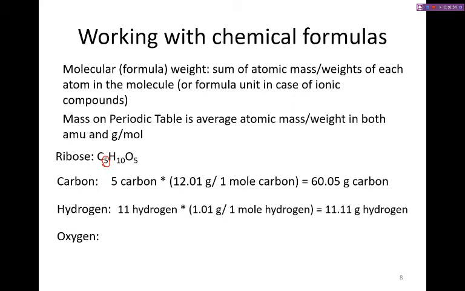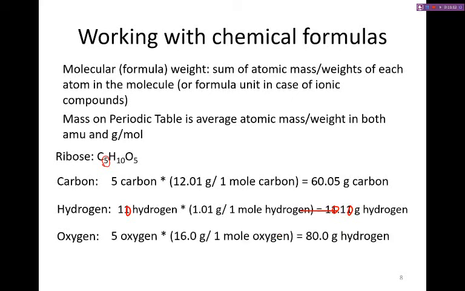For hydrogen, there are 11 hydrogen. Excuse the typo there. That should be 10. And that gets a total of 10.10 grams of hydrogen. Oxygen, there are 5 oxygen with a molar mass of 16 grams per mole, giving us 80 grams of oxygen.